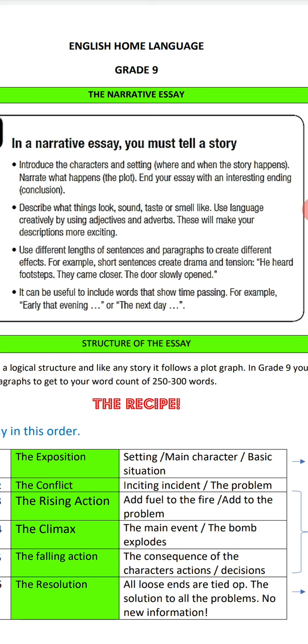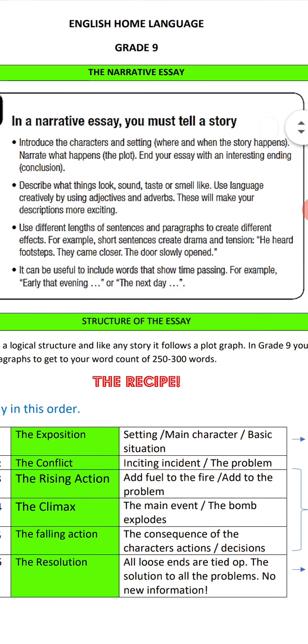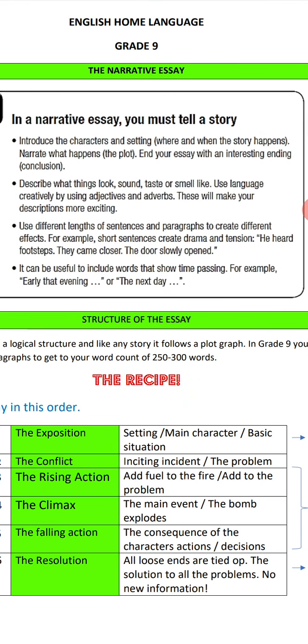So the narrative essay, as you can see on the screen, in a narrative essay you must tell a story, introduce the characters and settings, where and when the story happens. This is all we have discussed previously, and you have done some exercises on description of setting and characters as well. Throughout your narrative, you have to describe what things look, sound, taste or smell like. Use language creatively by using adjectives and adverbs.